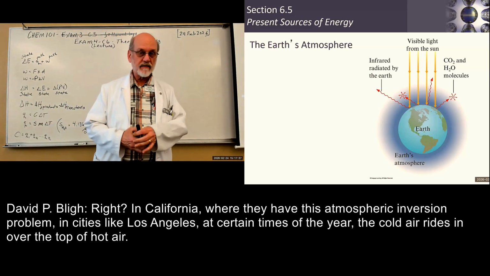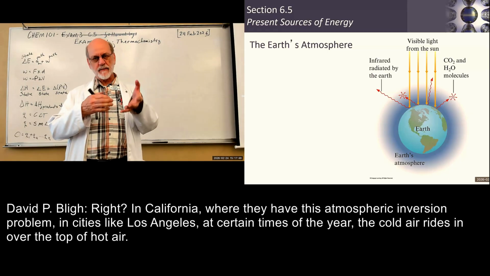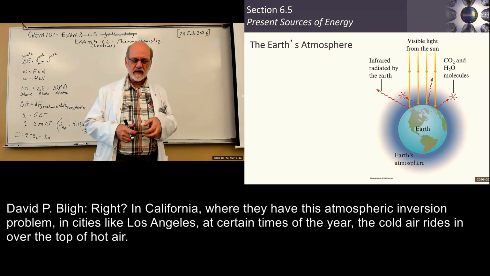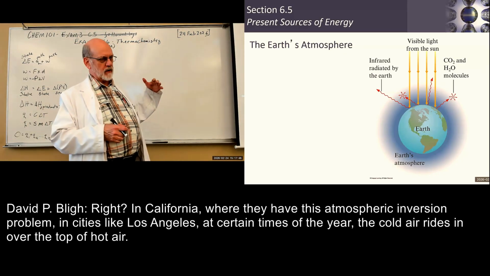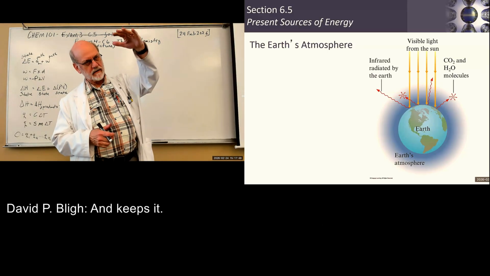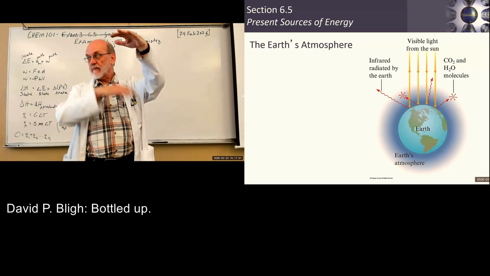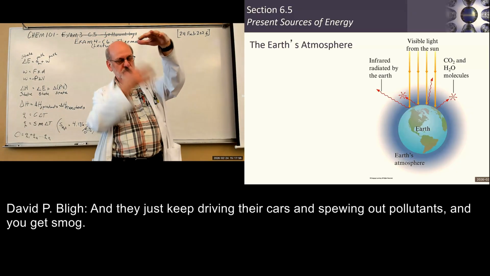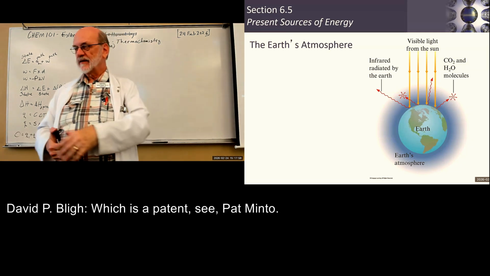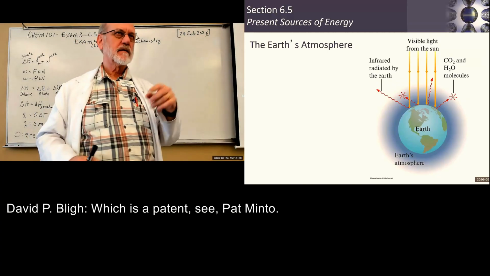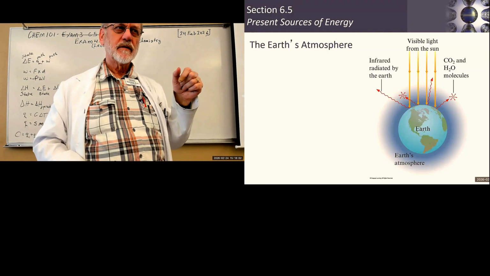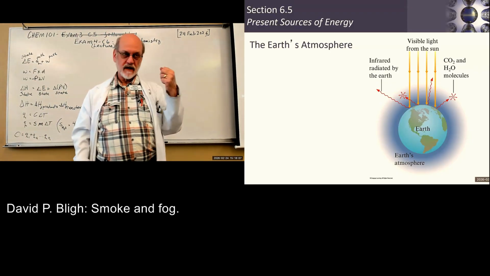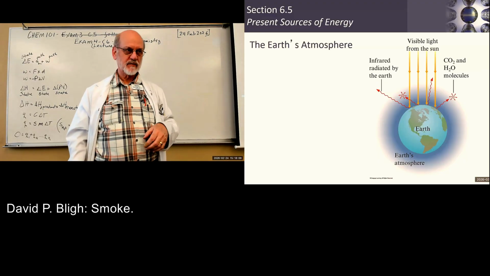In California, where they have this atmospheric inversion problem, in cities like Los Angeles, at certain times of the year, the cold air rides in over the top of the hot air and keeps it bottled up. And they just keep driving their cars and spewing out pollutants, and you get smog, which is a portmanteau. I think there's a word for it. It's a contraction. Smoke and fog, smog.